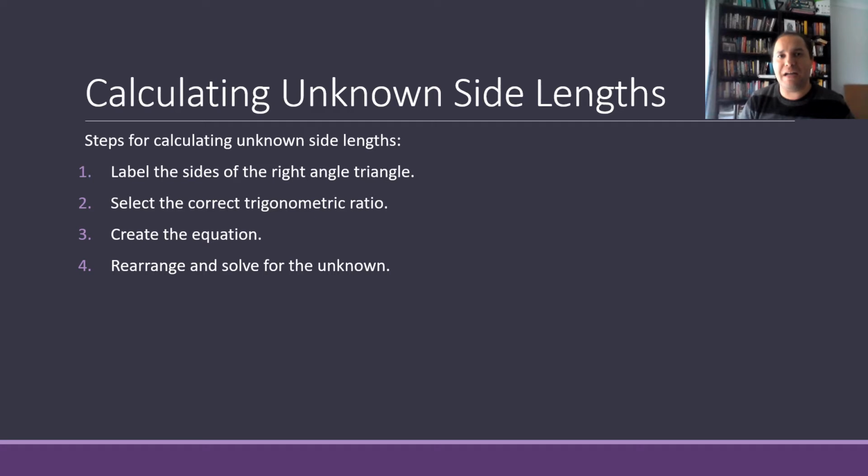Alright, so for calculating unknown side lengths, the first step is to label the sides of our right angle triangle. That will be the same in any sort of trigonometric problem. Hypotenuse, opposite, and adjacent. Once you realize what sides you're given or what sides you have to find out, you can then select the correct trig ratio to use, create your equation by substituting into the formula, and then rearranging and solving for the unknown.